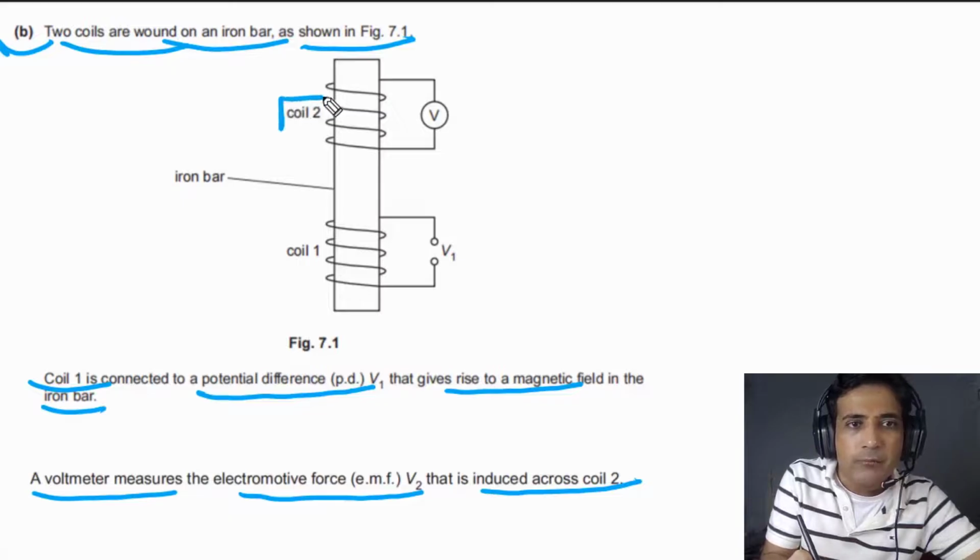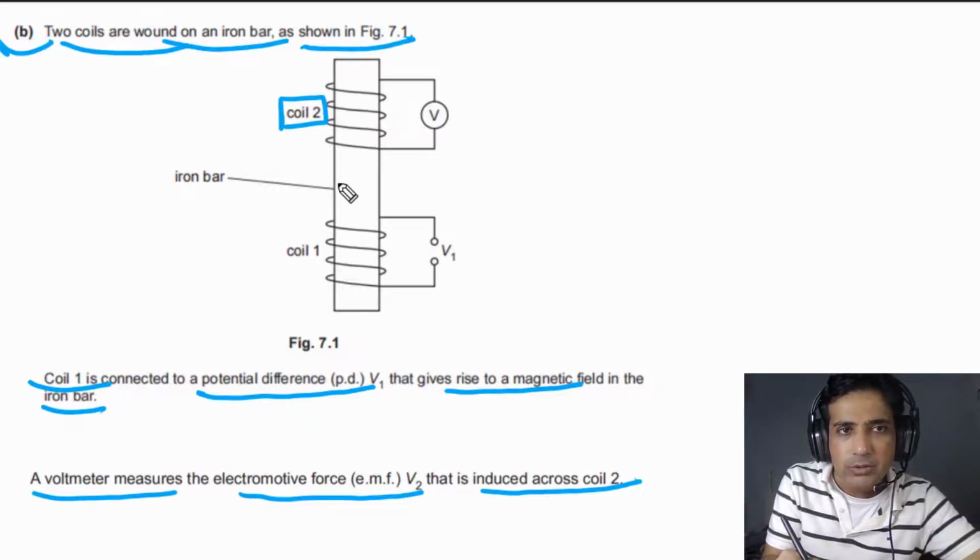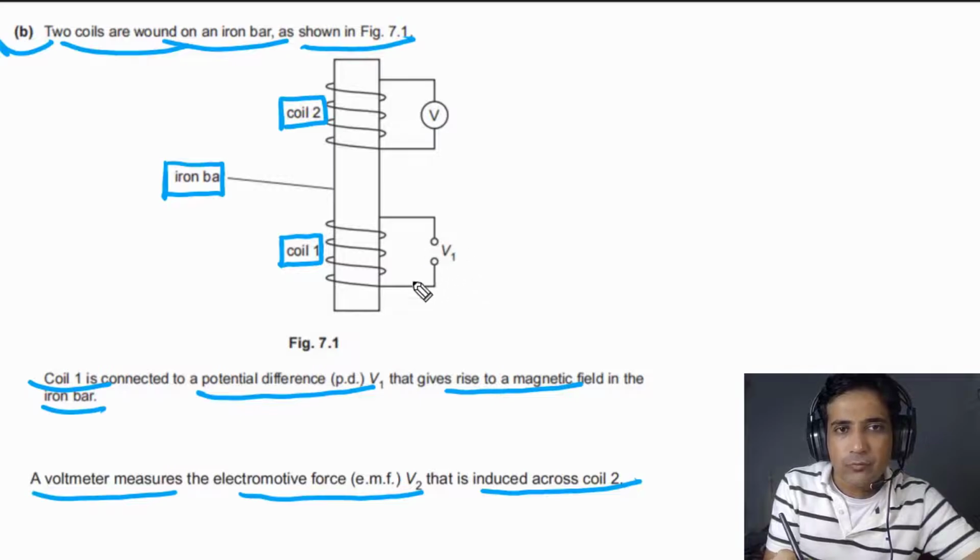So here we have coil 2 and here we have voltmeter, and this voltmeter measures electromotive force across this coil. And this one is the iron bar. As you can see, this one is the iron bar. This rectangular shape is representing iron bar. Here we have coil 1 and this coil 1 is connected to potential difference V1. So this is a source of power supply.